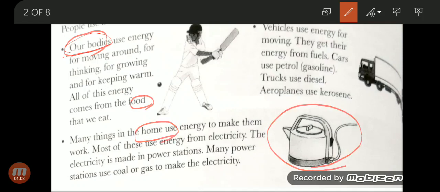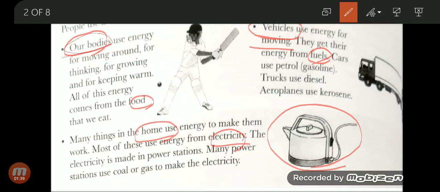Then many things in the home use energy. For example, your electrical appliances, microwave oven, refrigerator, your straightener, hair dryer, all of these need energy, and they get energy from electricity. Number 3, vehicles like cars and trucks all use energy. For what? For moving. And where do they get energy from? Fuels.